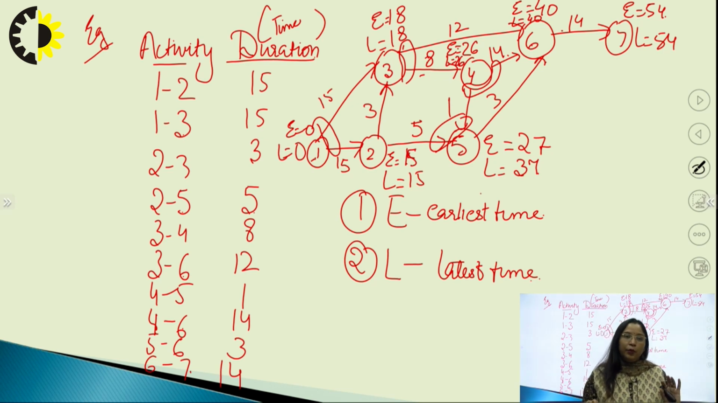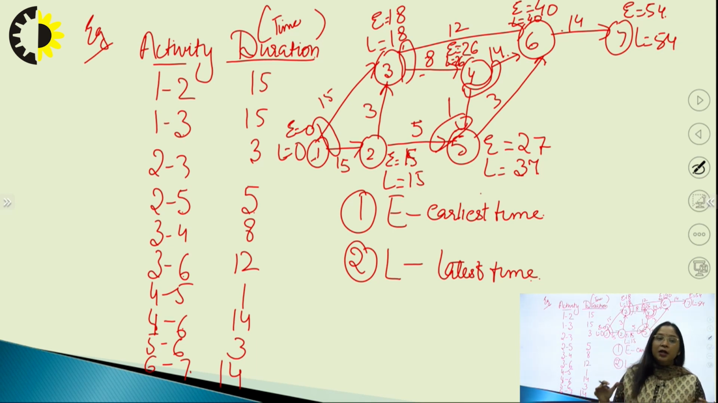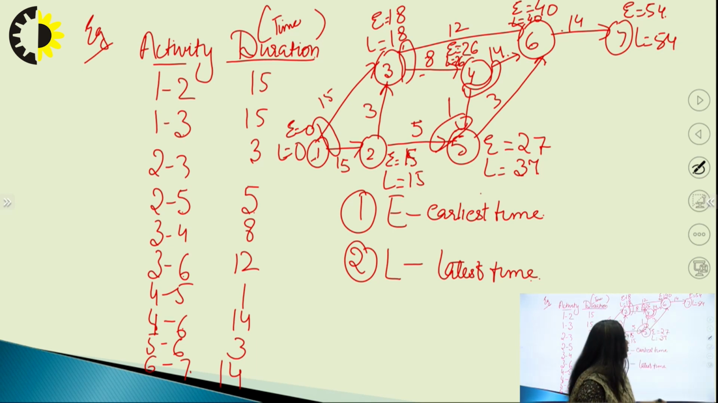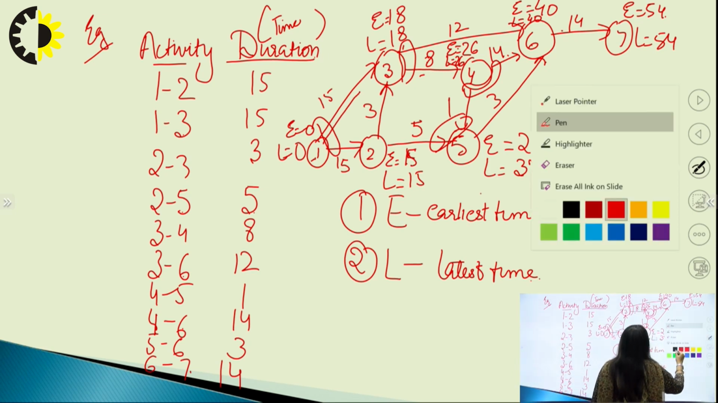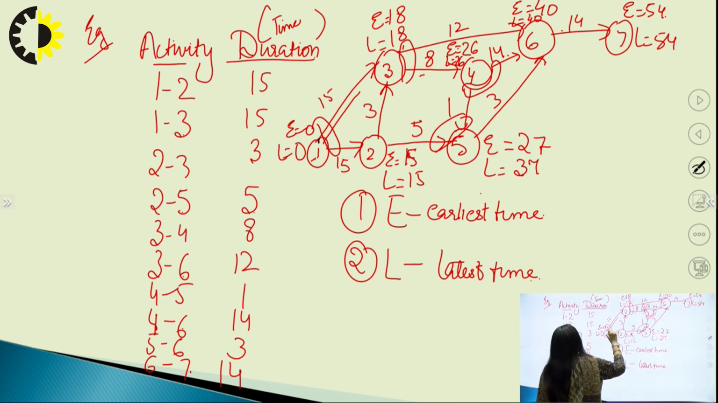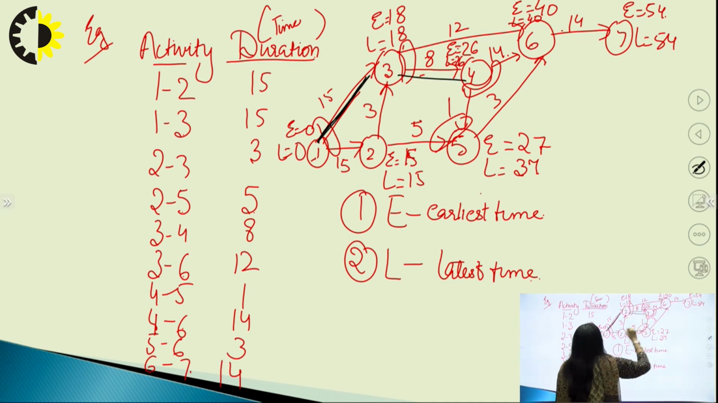One of the shortcuts for finding out the critical path is where the value of E and L is the same. That means there is no extra time in that. So these are our critical paths. Here you can say, I will take a different color. Here you can see this same E and L value, this same E and L value.